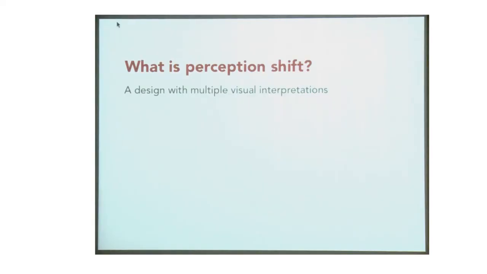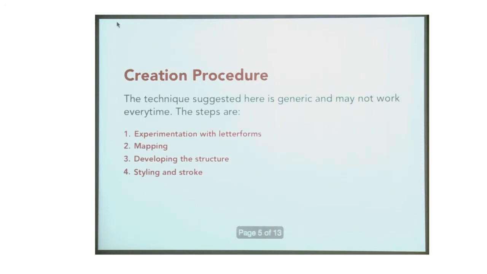I'll focus on how to create such artworks. My research is basically on this topic. So what is a perception shift? A design with multiple visual interpretations. It is as simple as that. The technique suggested here is generic and may not work every time, but you can follow these steps to come up with a very basic perception shift. These are the 4 steps.